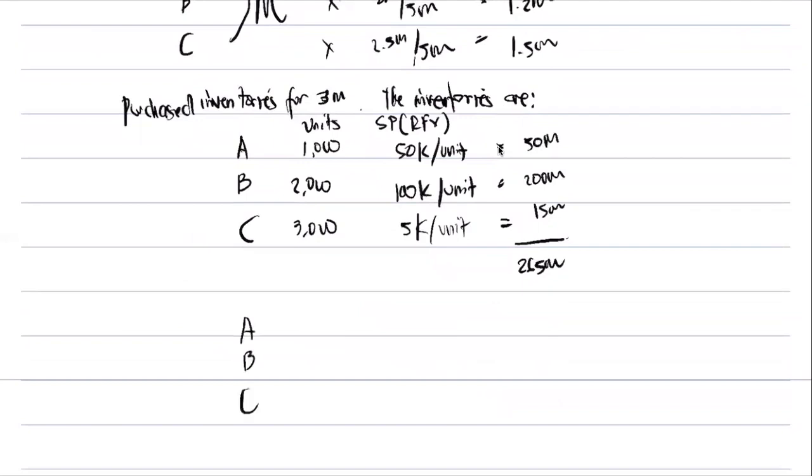So for A, B, C, 3 million is multiplied by the relative fair value fraction: for A, 50 over 265; for B, 200 over 265; for C, 15 over 265. Okay, so let's compute. 3 million times 50 over 265.